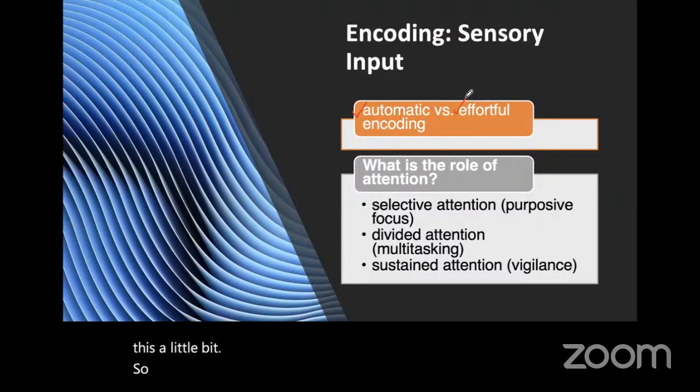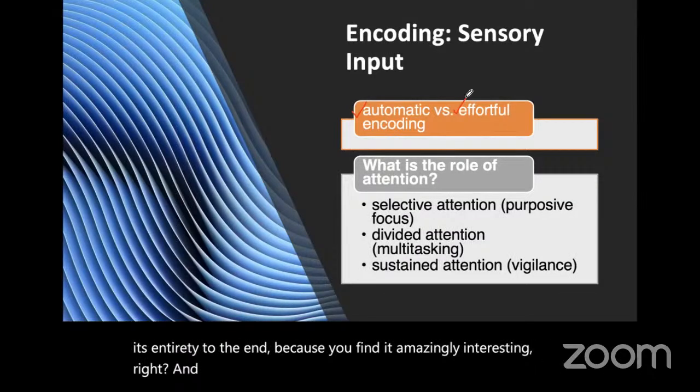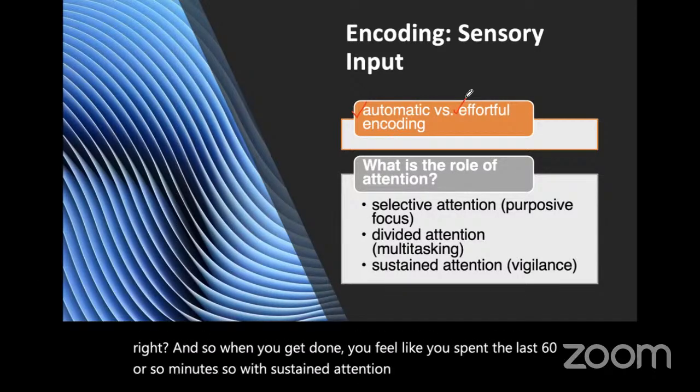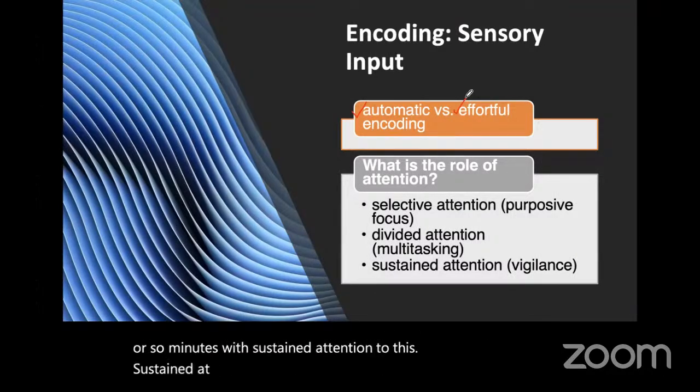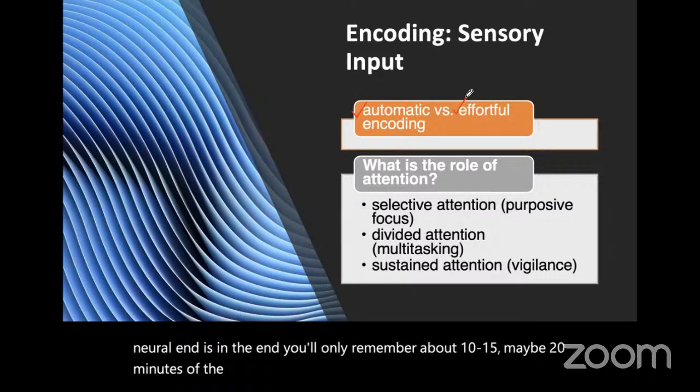I know that hopefully you feel like you listened to this entire lecture to the end, because you find it amazingly interesting, right? And so when you get done, you feel like you spent the last 60 or so minutes with sustained attention to this lecture. But what I know on a neural level is, in the end, you'll only remember about 10, 15, maybe 20 minutes of the entire lecture in a long-term version. And the reason being is our neural network, okay?